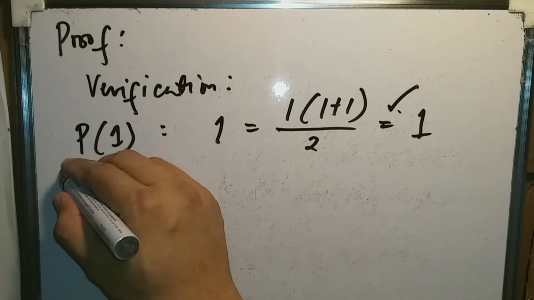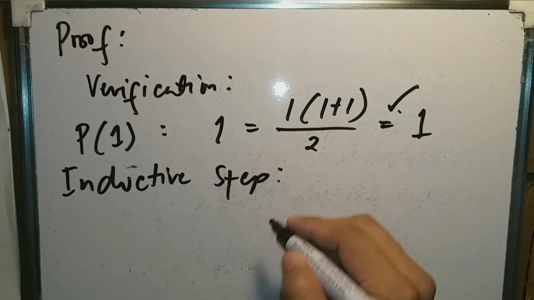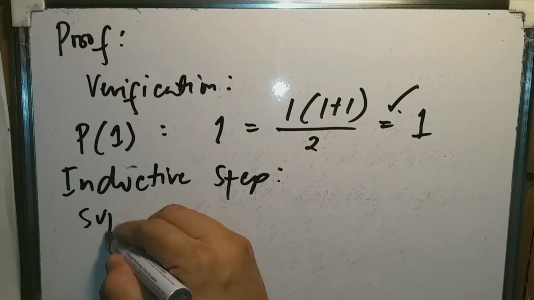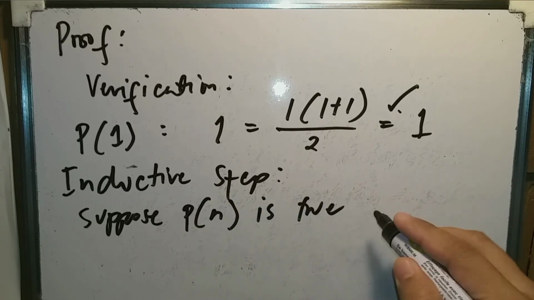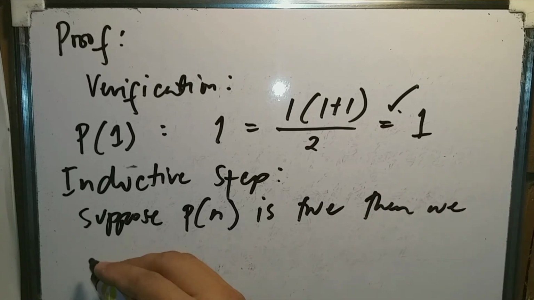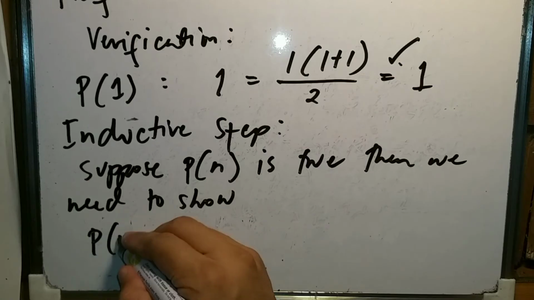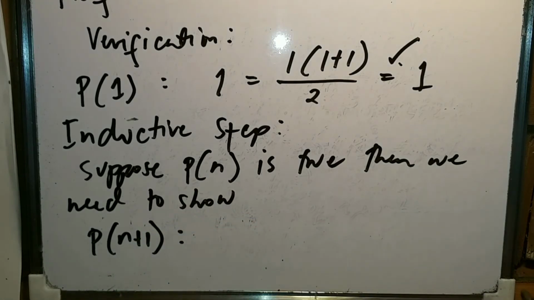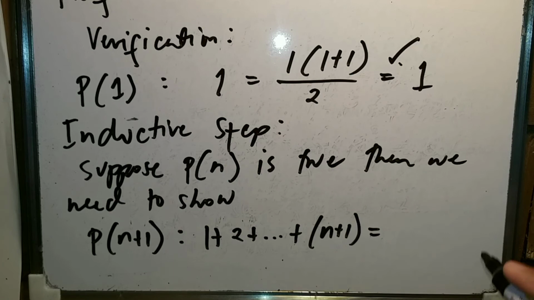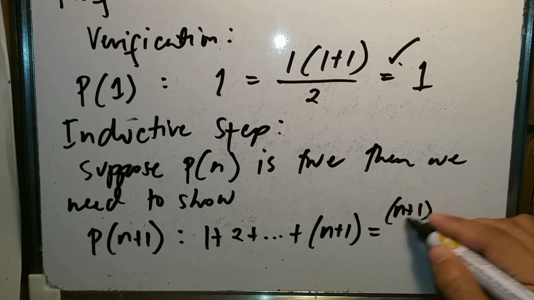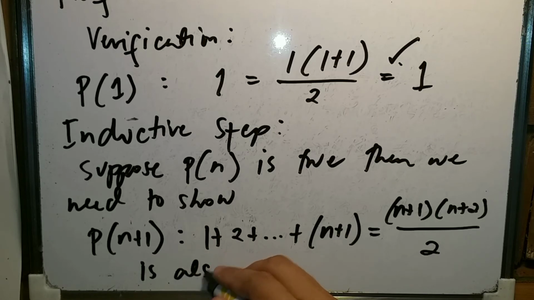Now, for the inductive step, we suppose p of n is true, then we need to show p of n plus 1, which is 1 plus 2 plus up to n plus 1 equals n plus 1 times n plus 2 all over 2, is also true.